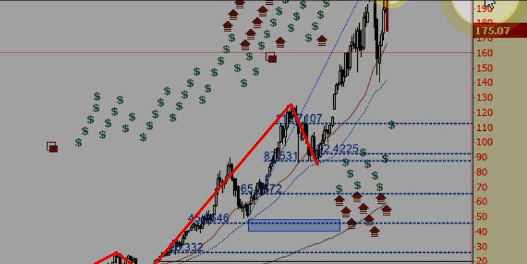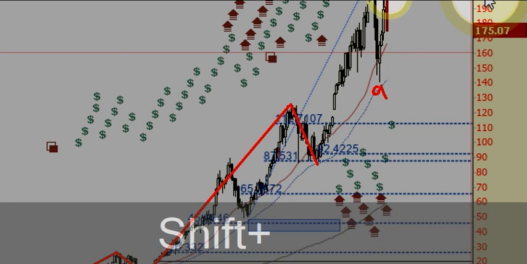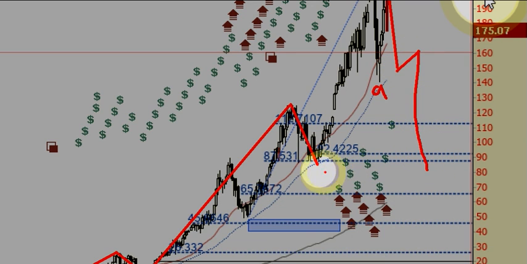So Apple looks like maybe it's topped, right? And it's made its A. So this is A, and this is B, and then C is going to make its way down to here. So Apple is probably coming back to at least 85, and there's a possibility it comes all the way back to 45, but at least 85.